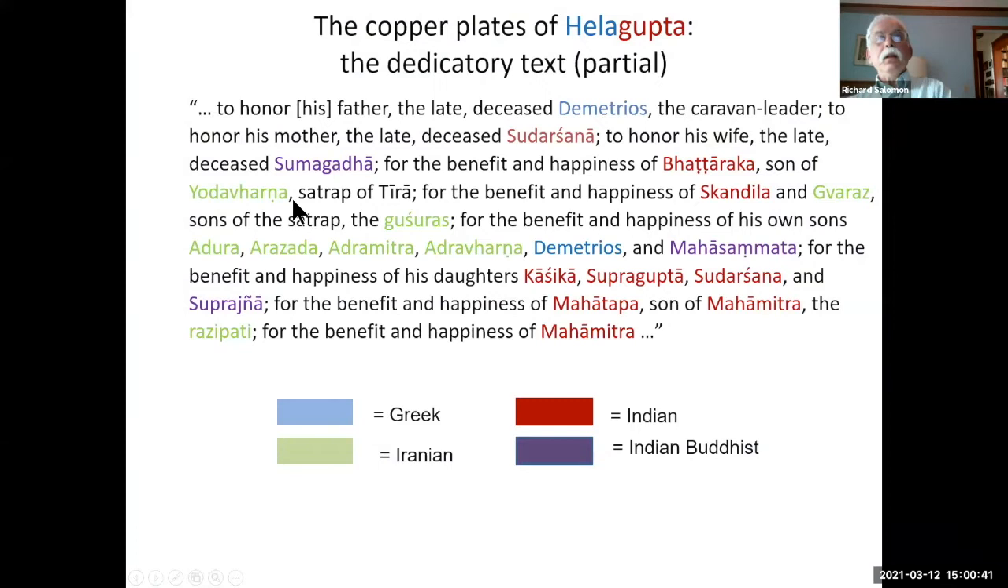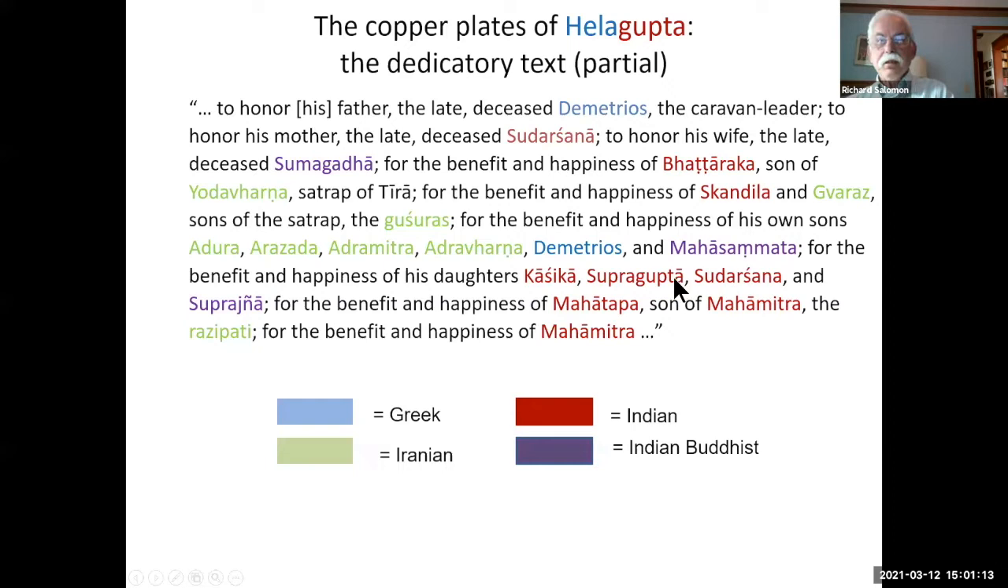This is more or less the same text that I showed before, mostly overlapping. So as we saw, he honored his father, and his father's name is Demetrius, and his mother, her name was Sudarshana, and his wife, her name was Sumagana, et cetera. So this gives the names of his associates and relatives and other professional associates.